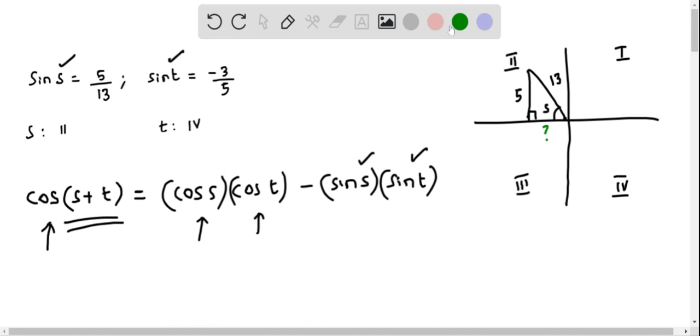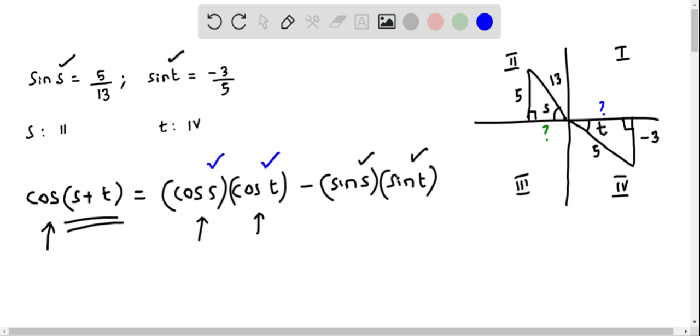Now let me construct another right triangle in quadrant 4 using the sine t information. So this is like this, and we have a right triangle here. And so let's mark this as t, and we are given that sine t equals negative 3 over 5. That is, the opposite side is negative 3 and 5 is the hypotenuse. So I mark the hypotenuse as 5. So once again, we will also have to determine this side length so that we can determine the values of cos s and cos t.